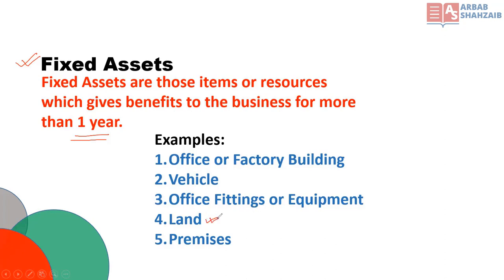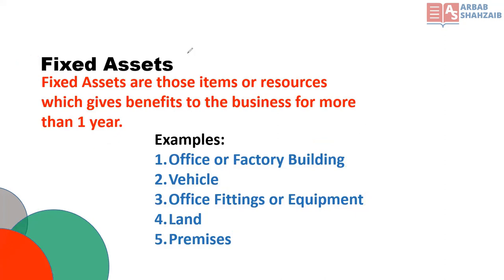Land is a very good example of a fixed asset. Then we have premises. Like we have a factory building, and we can have premises like a hospital, school, or office building. So whenever we are buying any asset of this kind, and we are paying and our assets are increasing, we will record a debit entry, a debit record in the business.